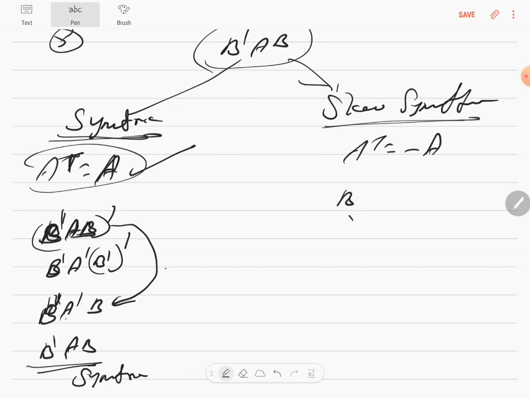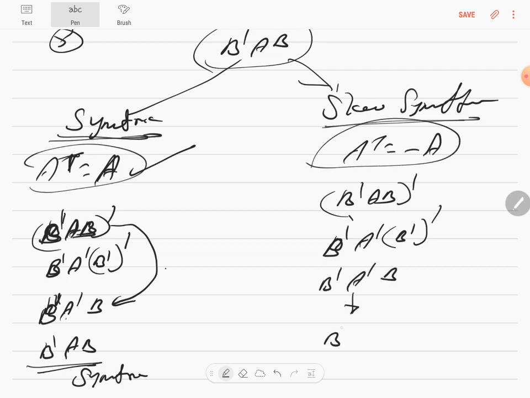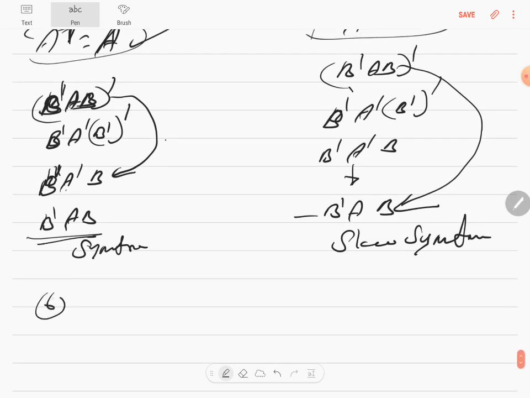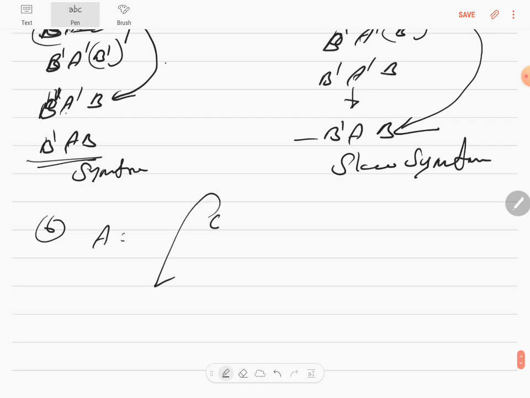Similarly, take B' AB and the whole transpose. You get B transpose, A transpose, (B')' which is B' A' into B. But A' is minus A here. So it will become B' minus AB. So the whole given matrix became skew symmetric, accordingly when A is skew symmetric. Hope you understood. That's what this question is. So let's go to the sixth question. The sixth question is where they've already given A, which is 0, 2y, z, x, y, minus z, x, minus y, z.